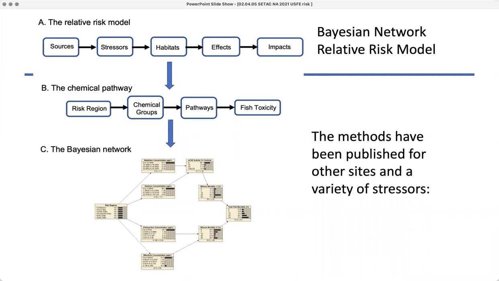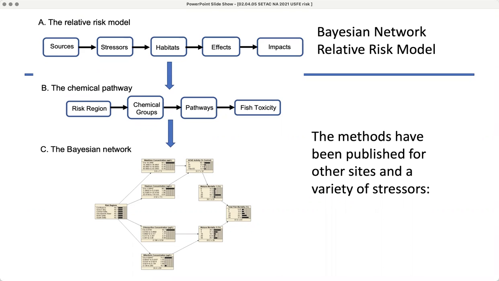The relative risk model is based on a real simple causal pathway. We have sources of stressors that enter a number of regions. We've called them habitats, but it's really location, where they can generate effects to very specific kinds of endpoints and create impacts, which are changes to those things that people care about in the environment. So that actually describes the endpoints.